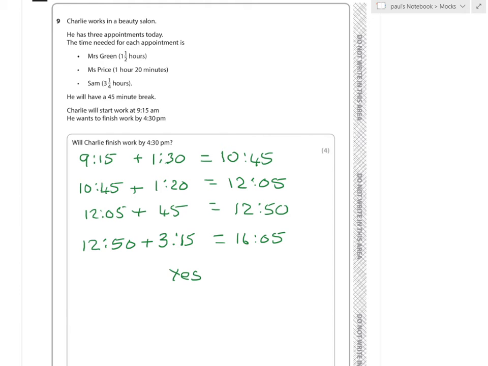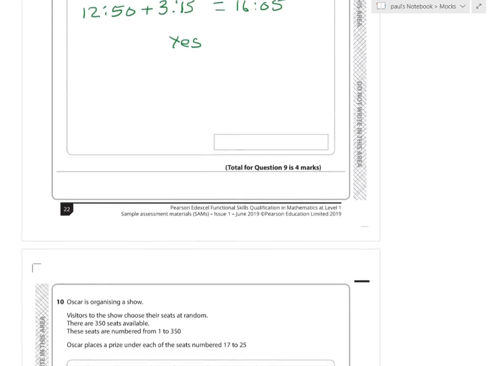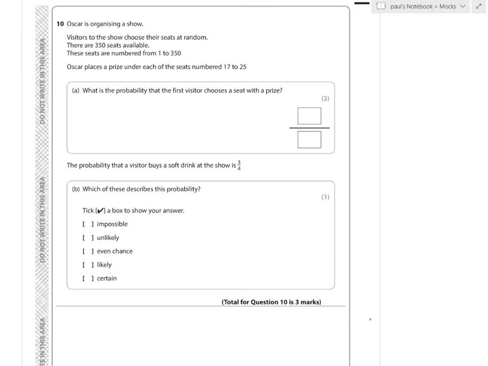Good old Charlie. Right, okay, number 10. Oscar is organising a show, and visitors of the show choose their seat at random. There are 350 seats available, and the seats are numbered from 1 to 350. Oscar places a prize under each of the seats numbered 17 to 25. What's the probability that the first visitor chooses a seat with a prize? So 17 to 25, how many is that?